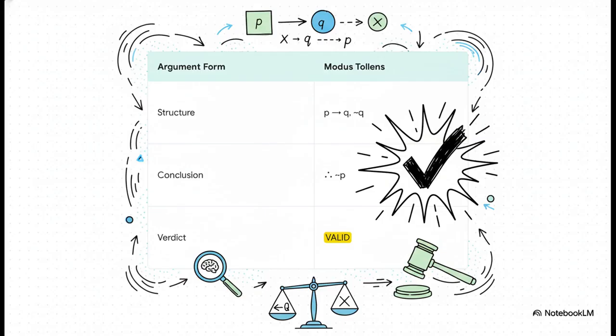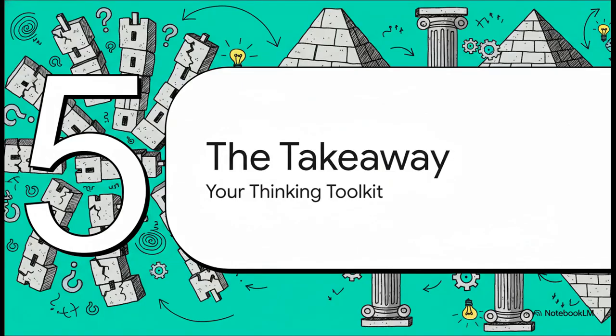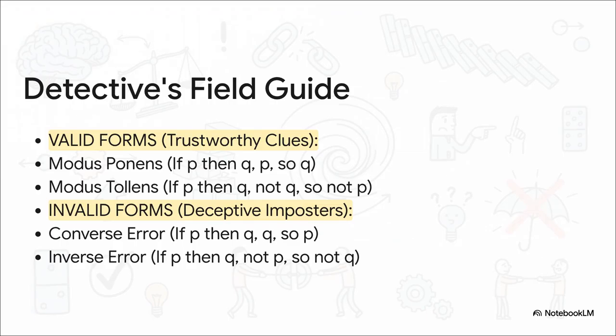Case closed. So what's the big takeaway from our investigation today? We've seen that some arguments that sound pretty good on the surface are actually built on faulty logic, while others are as solid as a rock. Let's put everything we found into a final summary. Here it is, your brand new detective's field guide to logic. On one side, you've got your trustworthy clues, the valid forms, modus ponens and modus tollens. You can always rely on them.